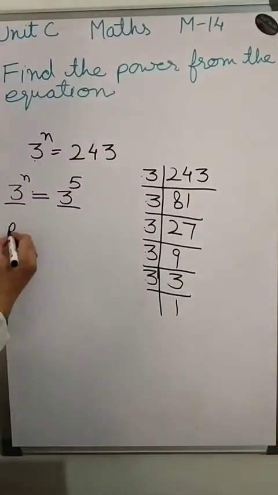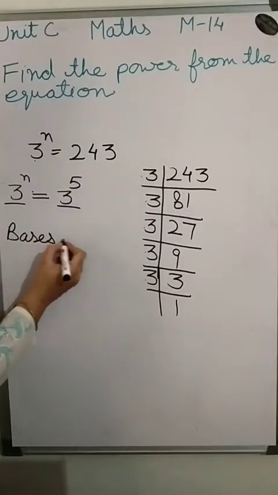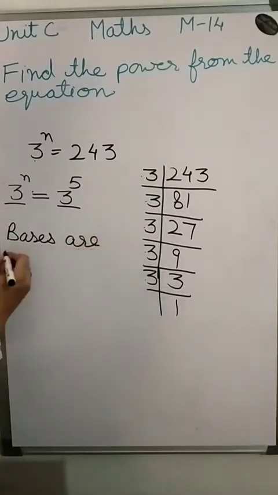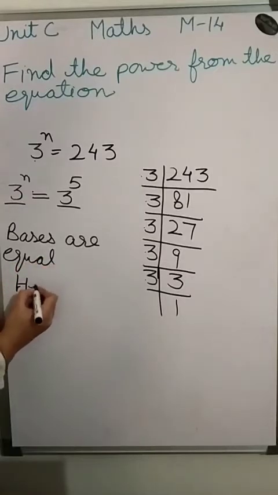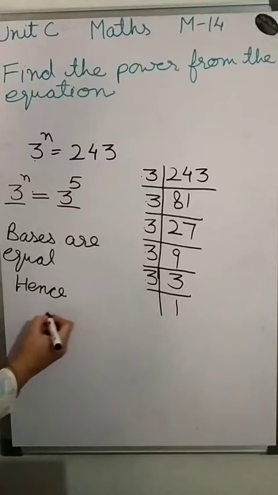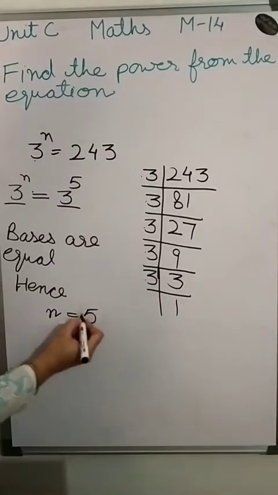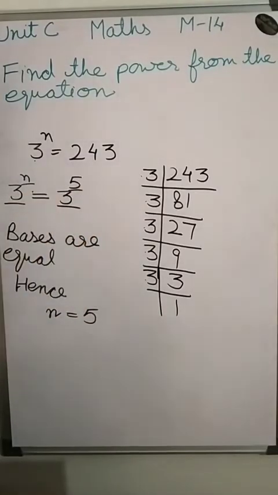So the bases are equal, hence n is equivalent to 5. So we compare the powers, so n is equivalent to 5.